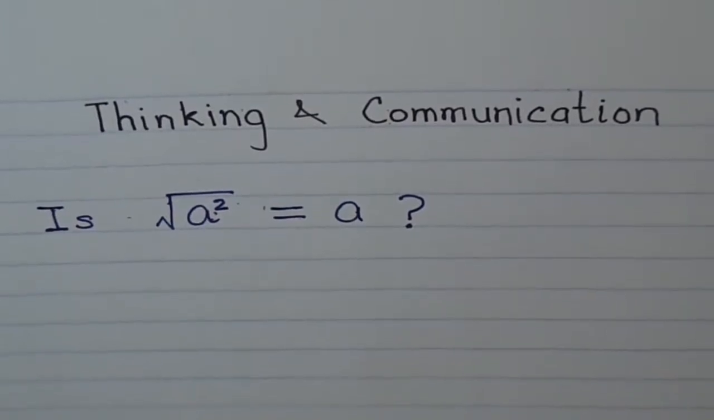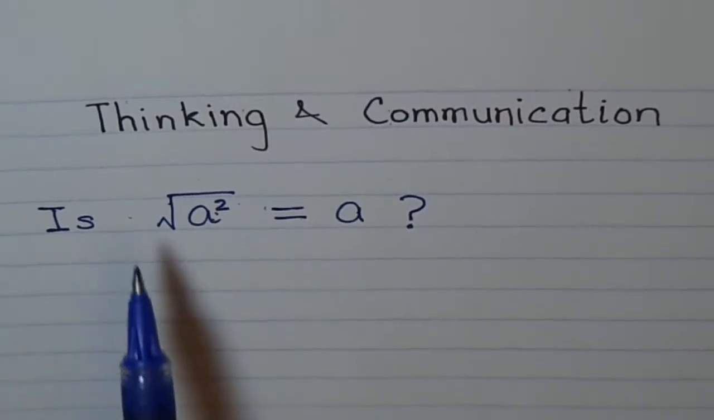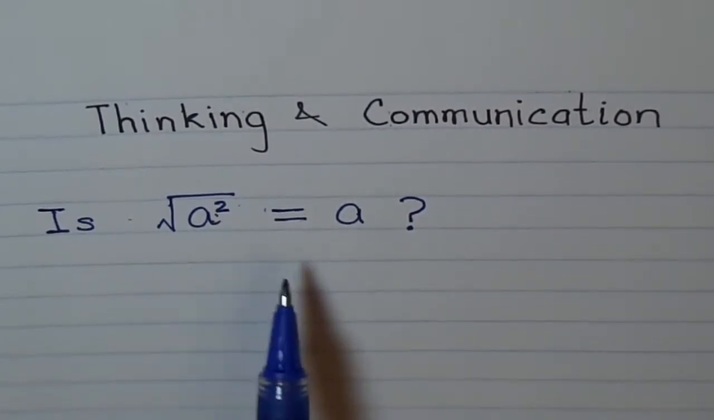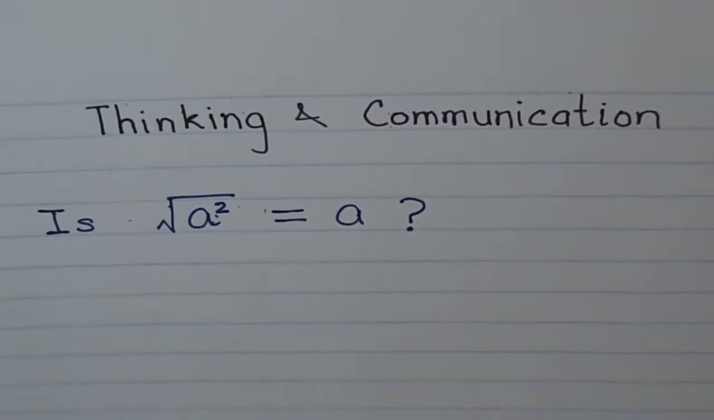Hello, this is a thinking and communication problem, and I see most of the time students get it wrong. The question here is: square root of a square equals a? On the face of it, it looks correct. But is it really true?